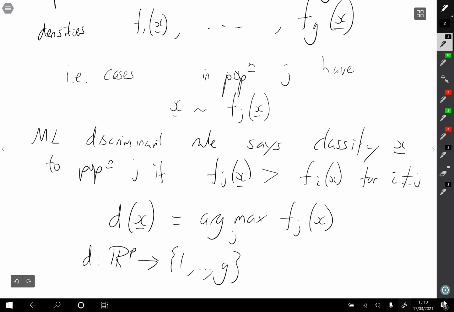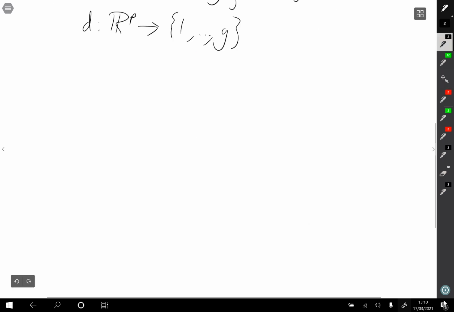fj of x. So what do we do? We take all these densities, and when we have a new observation x, we just evaluate each of these densities, and then whichever has the highest likelihood, we say x is from that population. Okay, so let's have an example.